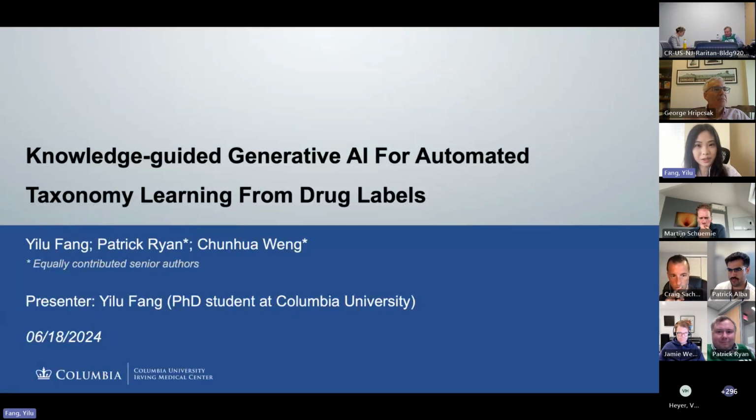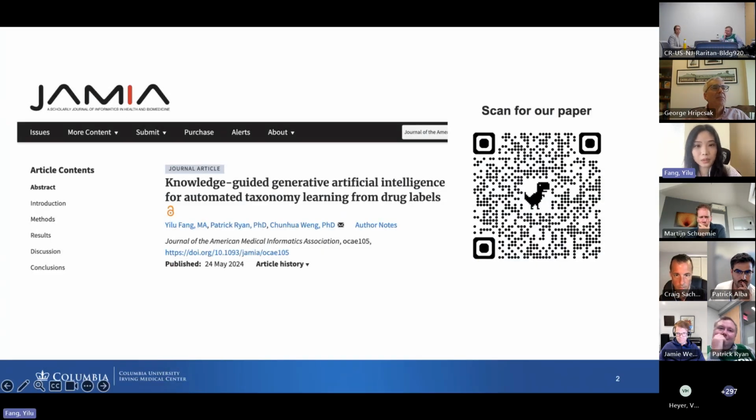Thank you so much for this great opportunity to share our recent work on knowledge-guided generative AI for automated taxonomy learning from drug labels. This work was recently published in JAMA. On the right is the QR code for our paper.